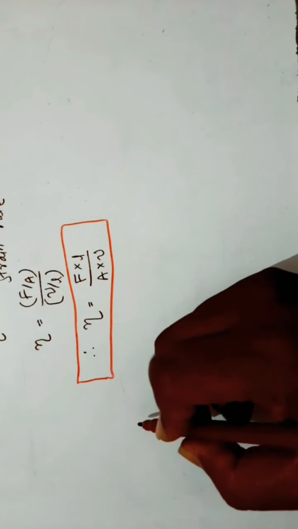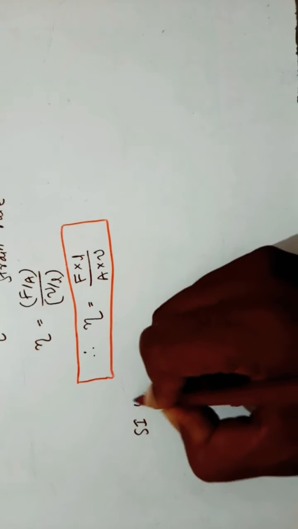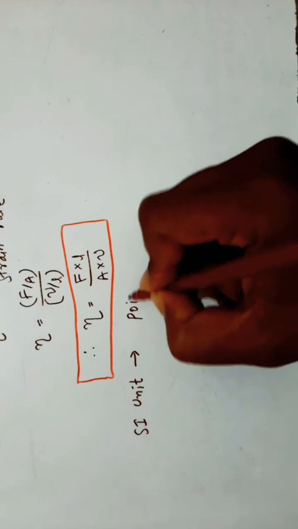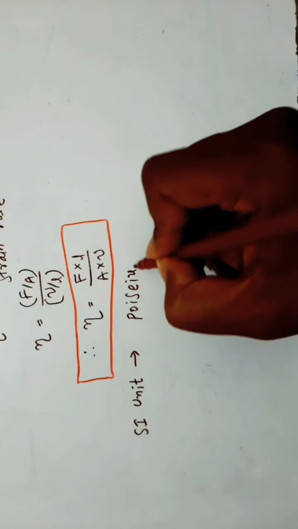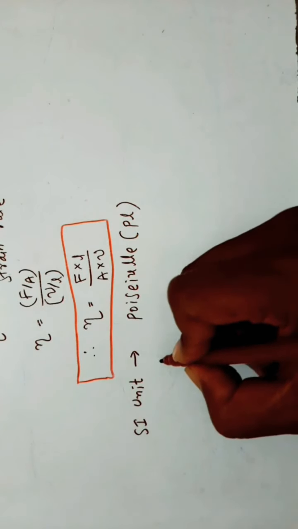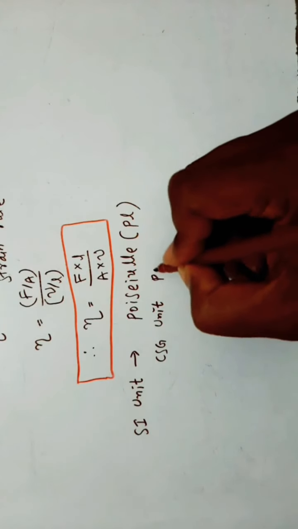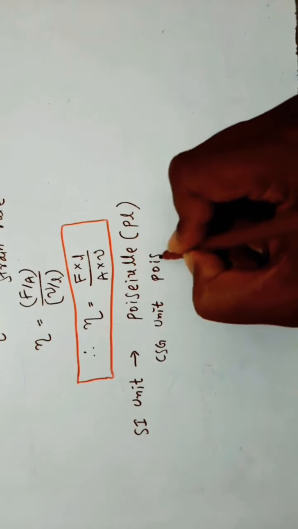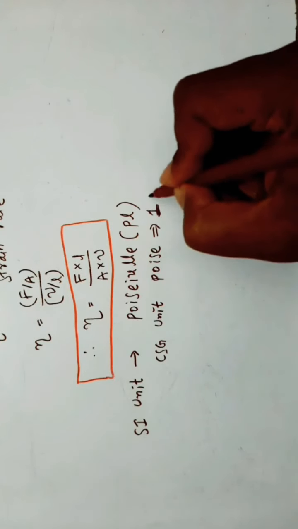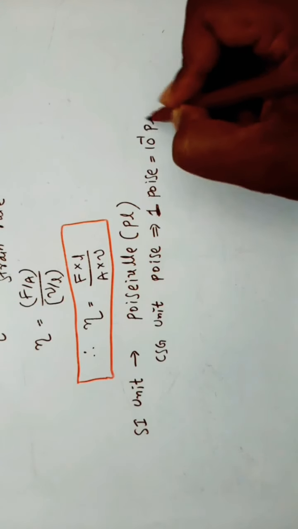The SI unit of coefficient of viscosity is Poiseuille, that is PL. Here the CGS unit is Poise. Here 1 Poise is equal to 10 to the power minus 1 Poiseuille.